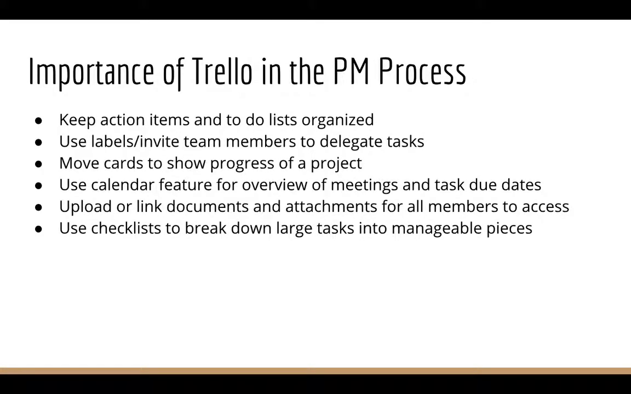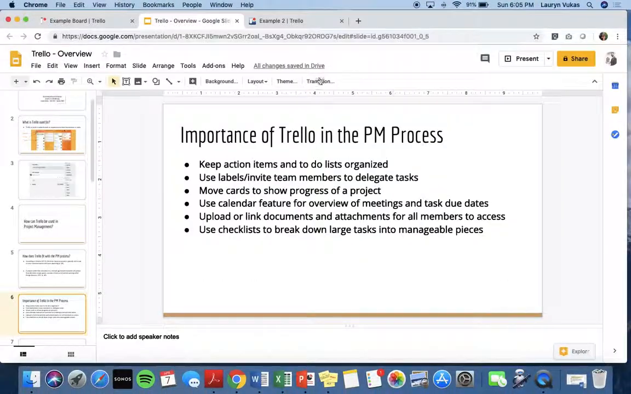The importance of Trello is it is able to keep action items and to-do lists organized. You can use colored labels and invite team members to delegate tasks. So we've been talking a lot about making sure that nobody is overwhelmed or that everyone is pulling their weight. This is a great way to visually see how tasks are being delegated. You can move cards to show progress of a project, and you can use the calendar feature for an overview of meetings and upload links.